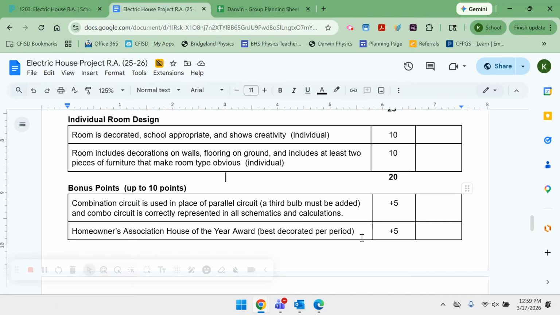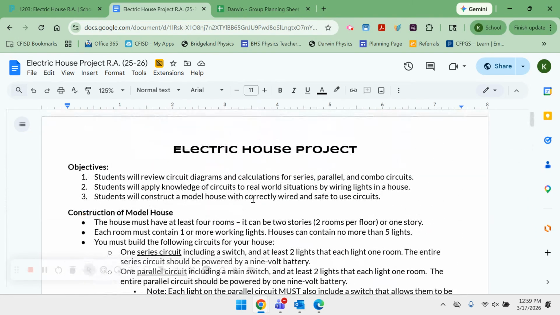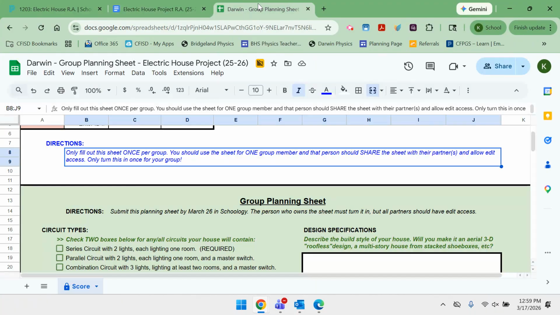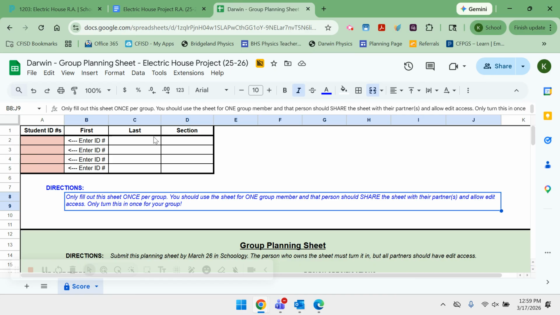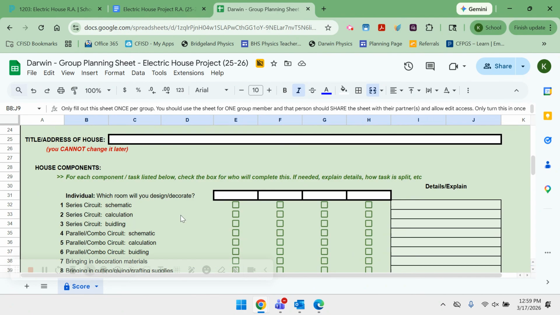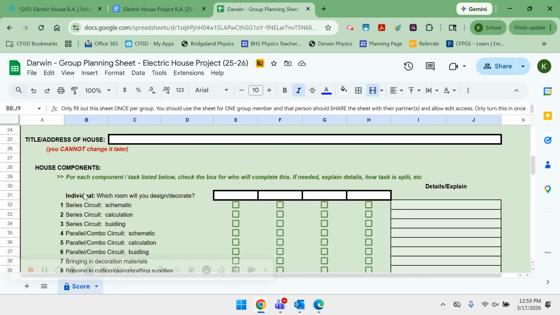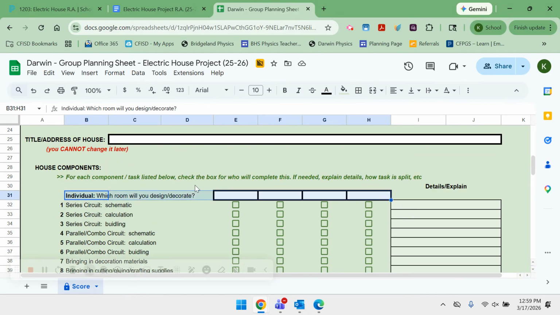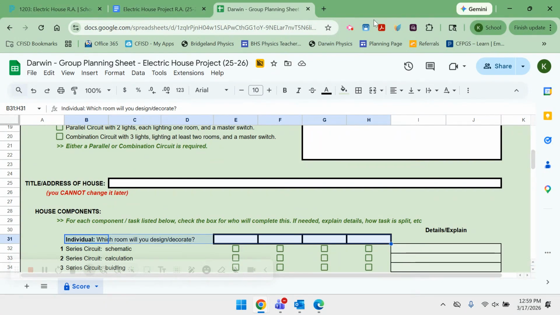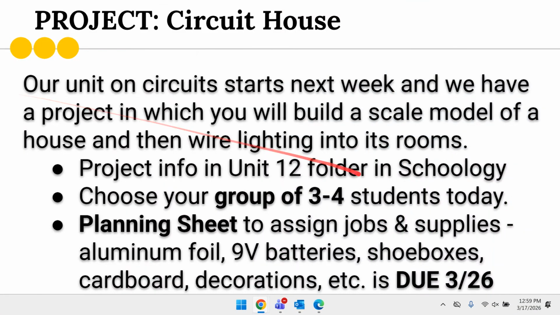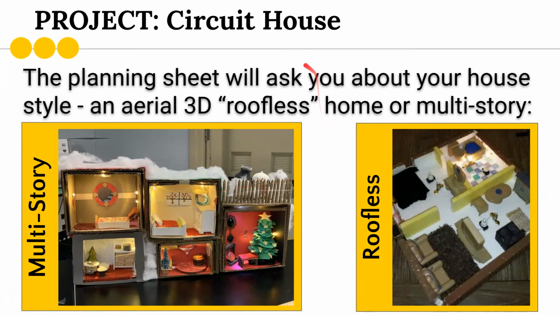So anyway, I'm going to let you guys read through this at your leisure. I'm not going to read the whole thing to you. The group planning sheet is this document. Again, you'll find it in there. Only 1 per group needs to be turned in, but it has a spot for you to divide up all the tasks. You can work on that later. It also has a spot for you to designate what room you're making, because I don't want your house to have 4 kitchens and nothing else. That makes no sense. Okay, so it's up to you to discuss with your group how you want to handle that. So anyway, you will find that in Schoology, and you're welcome to start looking at it.